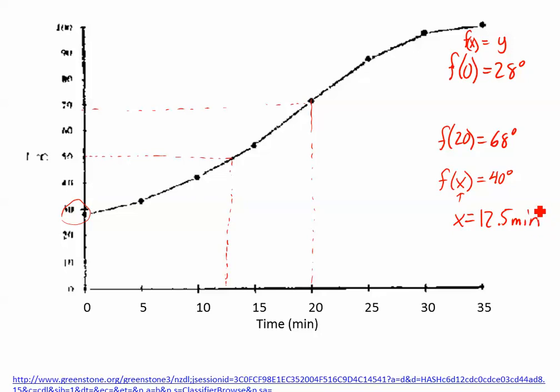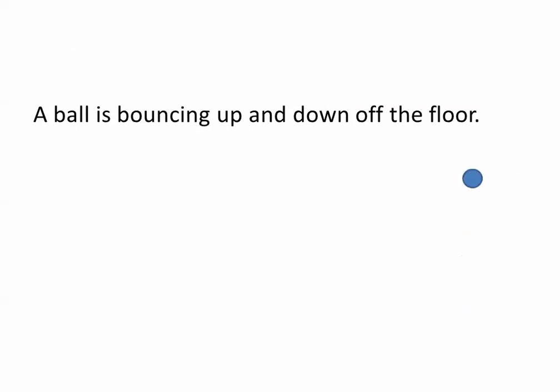All right, so we're starting to put this idea of function notation together with our understanding and interpreting of graphs. Let's look at another one so we can do a little bit more with dependency. All right, here we go. A ball is bouncing up and down off the floor. I have a specific ball that's bouncing on a specific floor. So the ball is not going to change. What it's made of is not going to change. The ground is not going to change. Gravity is not going to change.